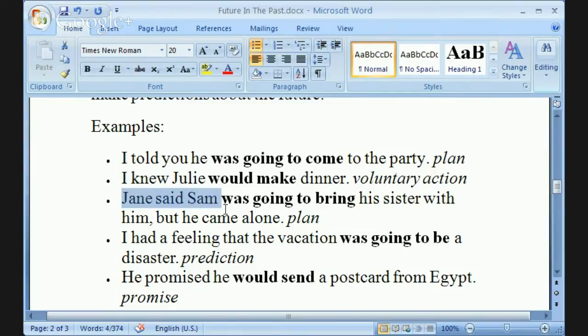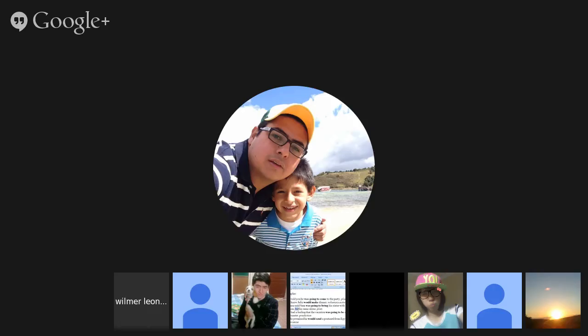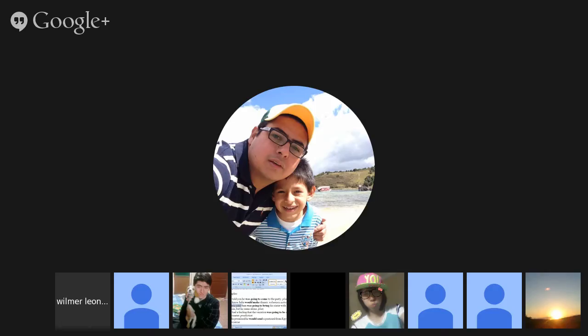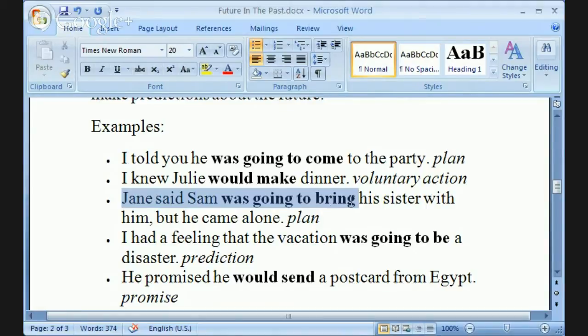Jane said Sam was going to bring his sister with him, but he came alone. Okay. Notice in this construction we have a compound sentence using the conjunction but to express negative or opposite, contrasting information. So this is another way. This is how to use future in the past to say you were wrong. All right. Up to now, in every one of our examples, the speaker is proving how right they are. Okay. Here's an example where the information was wrong. Jane said Sam was going to bring his sister with him, but he came alone. So the information was wrong.